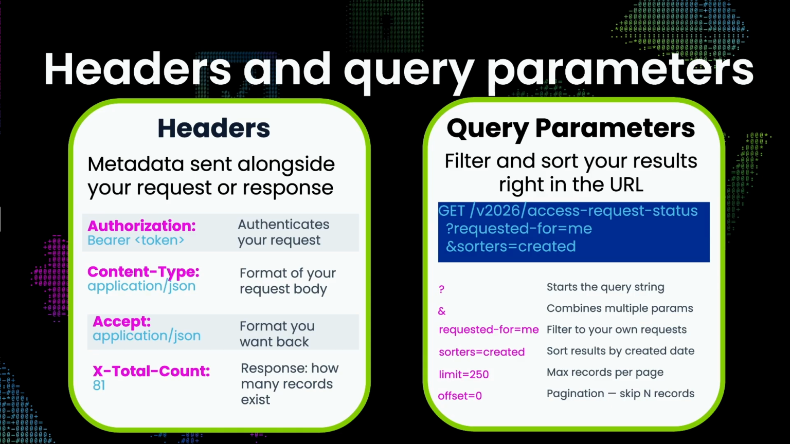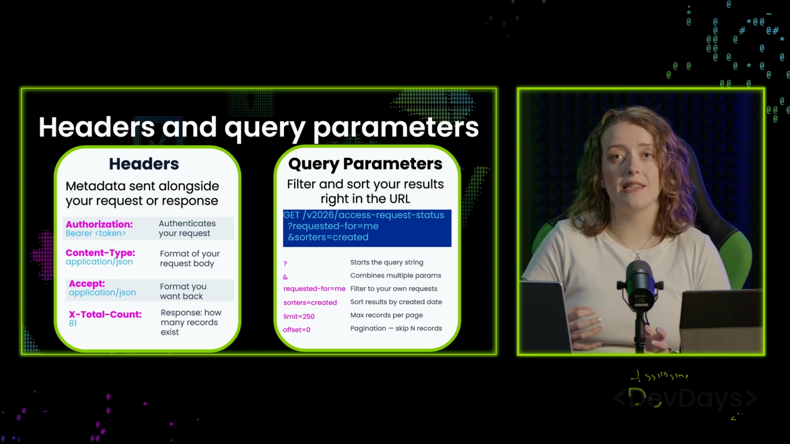We also have Content-Type, and this tells the server what format the request body is in. So if we do application/json, it means that the format is going to be JSON. Same with Accept. It tells the server that you want JSON back. And lastly, X-Total-Count is a response header that ISC adds to tell you how many total records matched your query, even if pagination means that you only get some of them back.